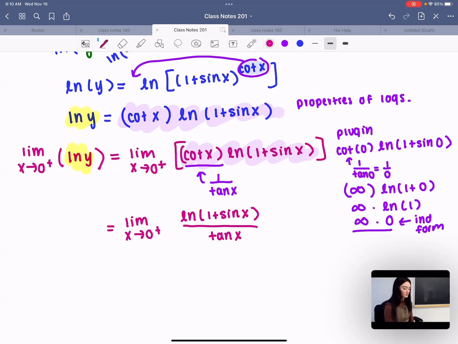Does everyone see how I got from this step to the next? Good. I'm going to plug in again just to see if we can use L'Hopital's rule here. I know Michael's like, oh, I don't want to plug it in, but let's do it. We want to find the natural log of 1 plus sine of 0 over tangent of 0. We actually found those values already. The natural log of 1 plus sine of 0 is 0, and tangent of 0 is 0. So this is a 0 over 0 type limit. We can use L'Hopital's rule. It's always good practice to check if we can use it or not.